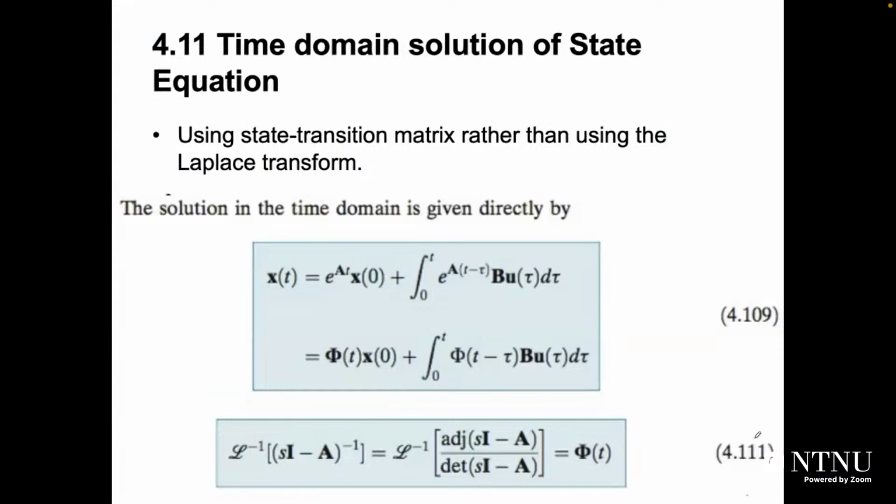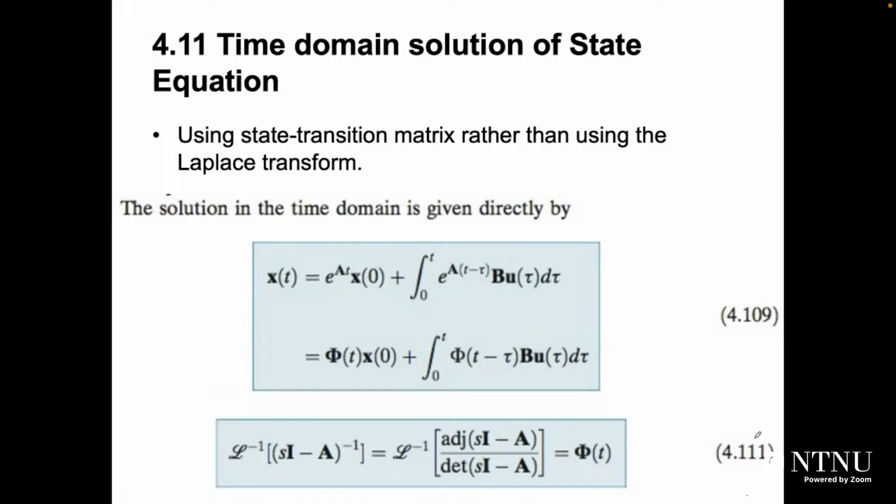Time domain solution of the state equation. Its approach is called the state transition matrix, which is used instead of using the Laplace transform. It's a little bit complex, but it's also not a big deal, in fact. So we try to find the time domain solution of the state equation instead of using the Laplace transform, which is much easier. We can use something called the state transition matrix.